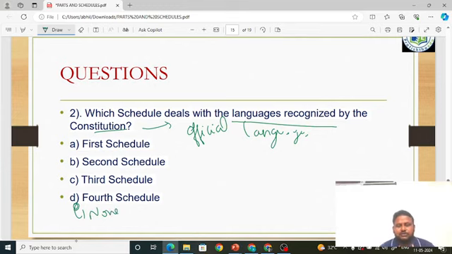Second schedule talks about emoluments and allowances. Third schedule talks about oath and affirmation. Fourth schedule talks about seats to Rajya Sabha. So none of this. The answer is none of this. Why? Because official languages are spoken in the 8th schedule. 7th schedule is the federal list. 8th schedule is official languages. Remember, friends.